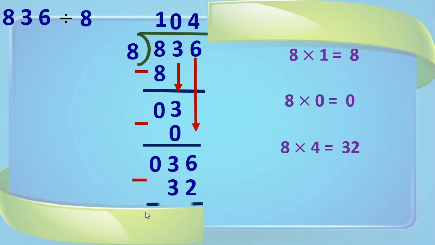Now 36 minus 32 how much? 6 minus 2, that is 4. 3 minus 3, that is 0. Now 4 is smaller than 8 and no numbers are there, so we can leave like this only. 4 is the remainder. 8 is divisor. 104, that is nothing but quotient, and 836 is the dividend. Got this? Please go through this sum one more time so that it will become clear why I have taken 0. You will come to know.